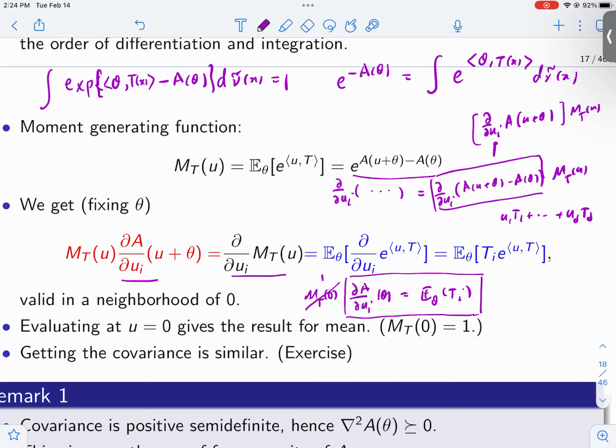So this is exactly telling you why the MGF, and I take the derivative. This part is also proving that if I take the derivative of the MGF evaluated at 0, that gives me the expectation of T_i. Yeah, that holds in general. So that one we proved.